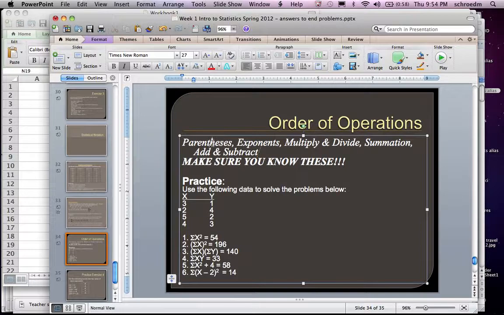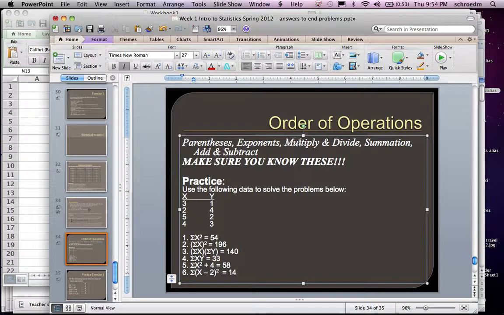The first thing you do is do things in parentheses. So anytime you see parentheses, that's the first thing you do. Then you look for any exponents, squared, cubed, or whatever. Then do those. Then you multiply and divide. Then you do summation, and then you add and subtract.